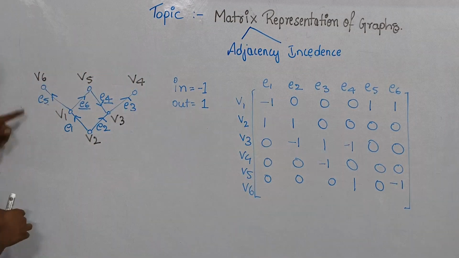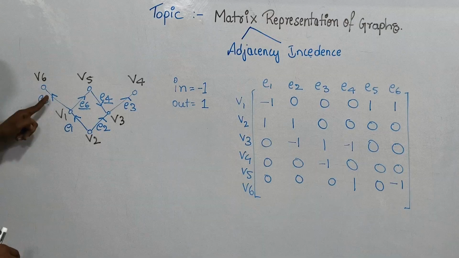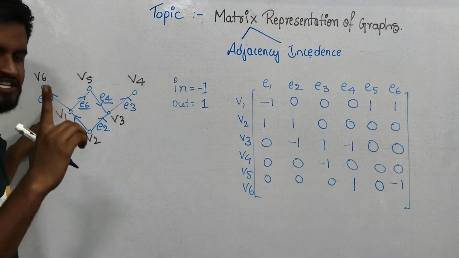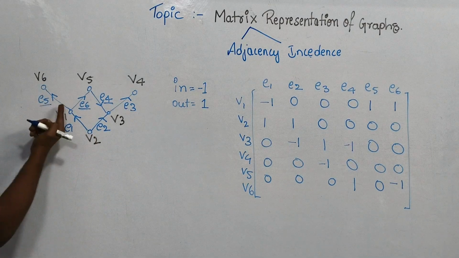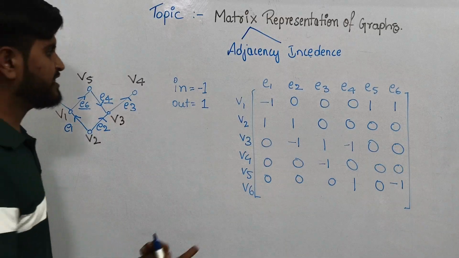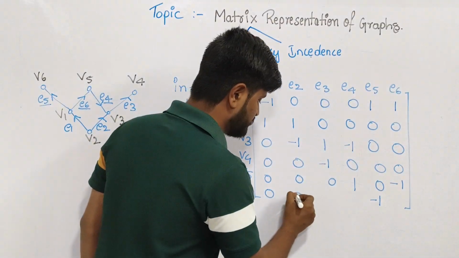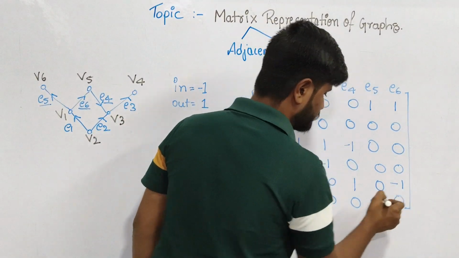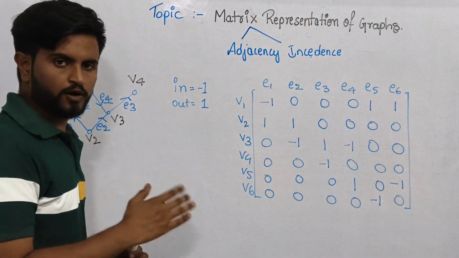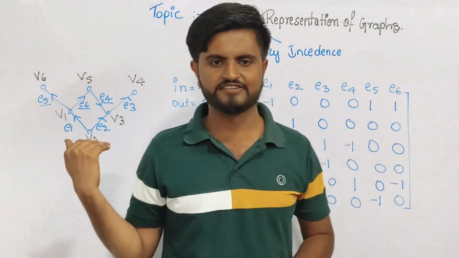Next, only one is left, that is V6. It has a direct connection with only one edge, that is E5. But it is coming towards V6, so E5 will get minus 1 as its value and all others will be 0. So this is the simple problem related to the incidence matrix.